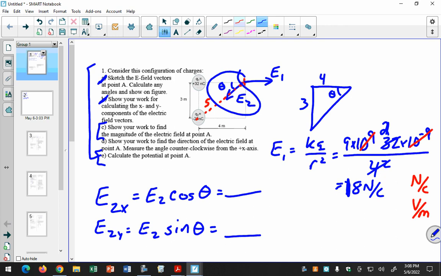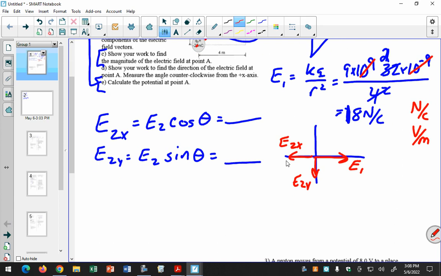Again, I'm not going to calculate them here, but you can look back on the video and see what they are. Try them on your own. But once you find the x and y components, I find that it's useful to redraw the vectors. So I'd have, for example, E1 right here. E1 is 18 newtons per coulomb. And then I'd have E2y right here and E2x right here. So that reminds me that I have to take the difference.